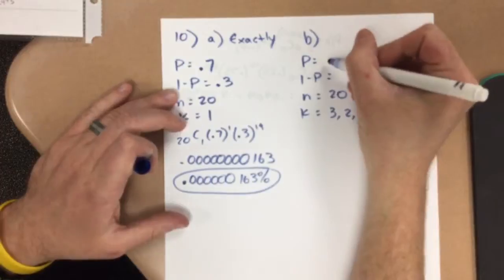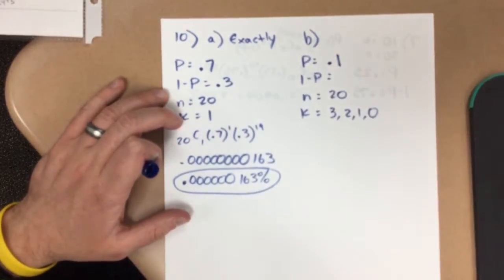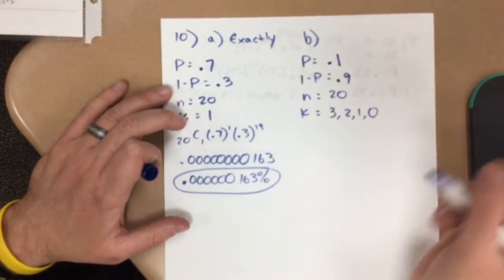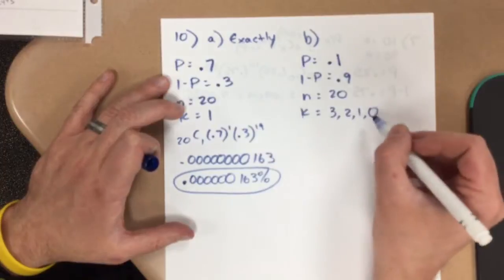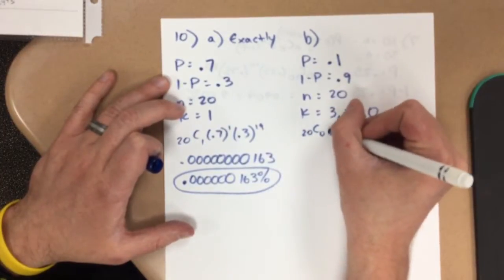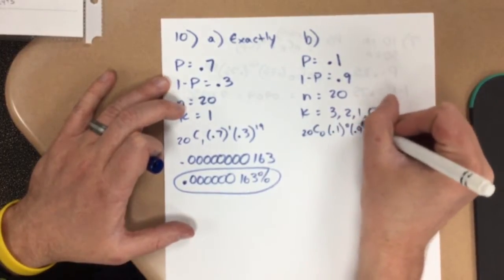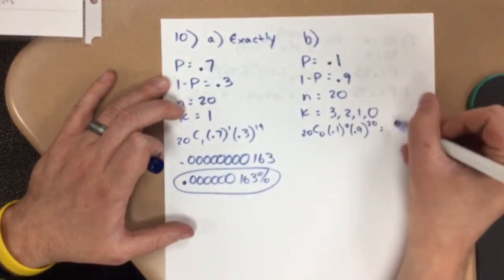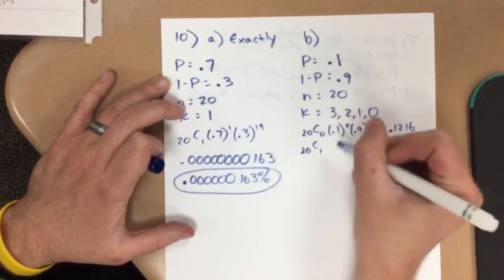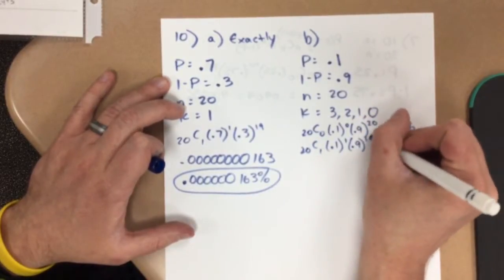My probability of success, it tells me that 10% of the U.S. population is allergic to animals, so P is going to be 0.1. The probability of failure is going to be 0.9. Okay, so let's set it up. I'm going to start with 0, 20C0 times 0.1 to the 0 power times 0.9 to the 20th power would be equal to 0.1216. Okay, 20C1 would be 0.1 to the first times 0.9 to the 19.